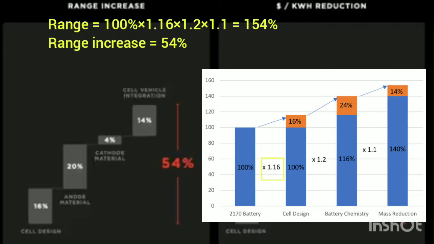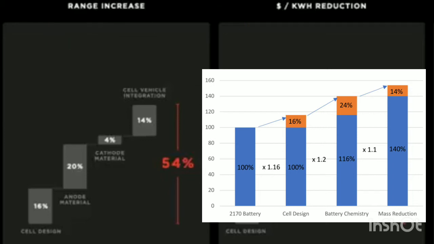Cell design factor is 1.16. Battery chemistry improvement factor is 1.2. And mass reduction factor is 1.1. Multiplying these coefficients gives a range increase factor of 1.54. This calculation gives 54% of range increase.